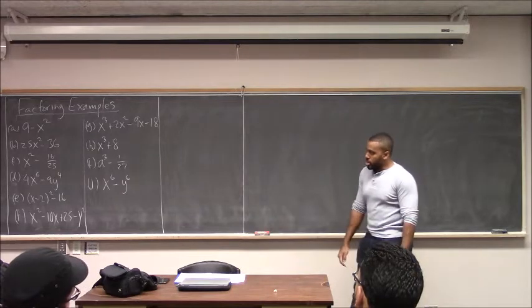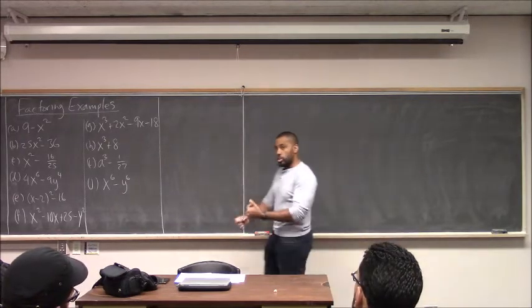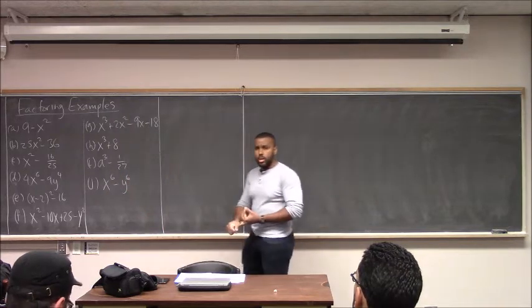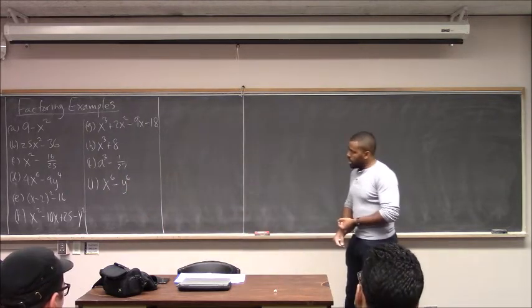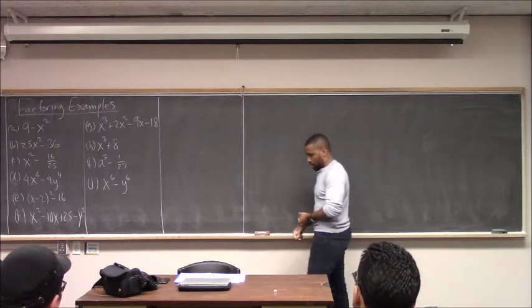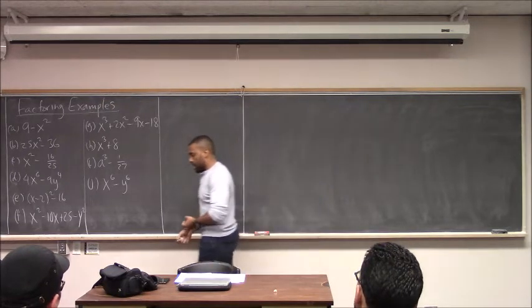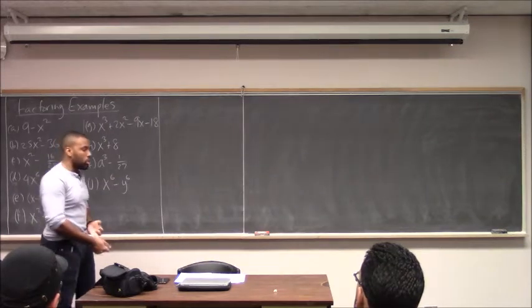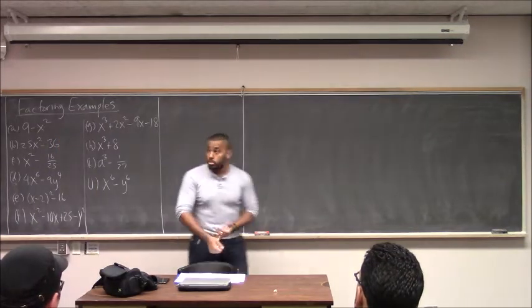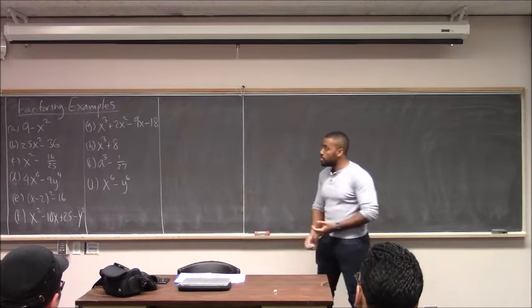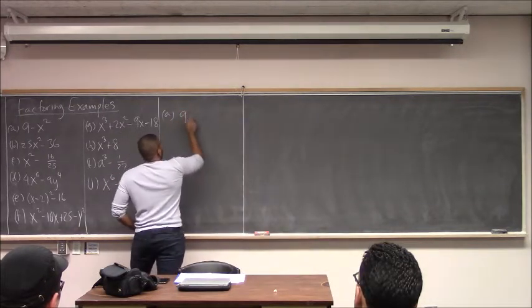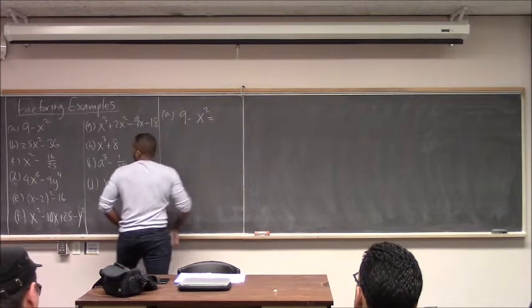If there are three terms, you try trinomial factoring, which we spoke about last time, the trial and error method, or the AC method. If there are four or more terms, you try to factor by grouping. And you always check whether, after applying some factoring rule, you could go further and apply another rule, breaking it down even more. So that being said, let's jump into this: 9 minus x squared.